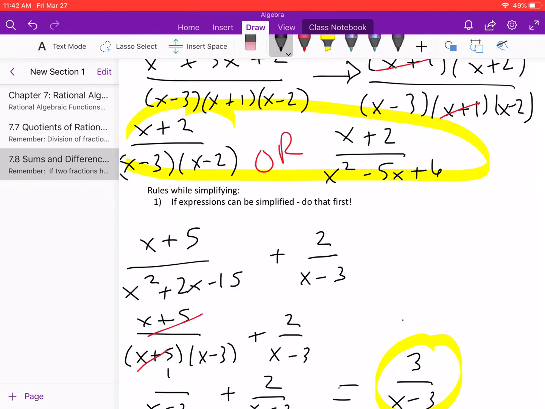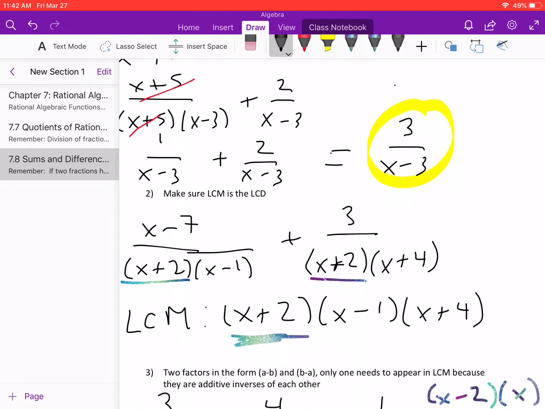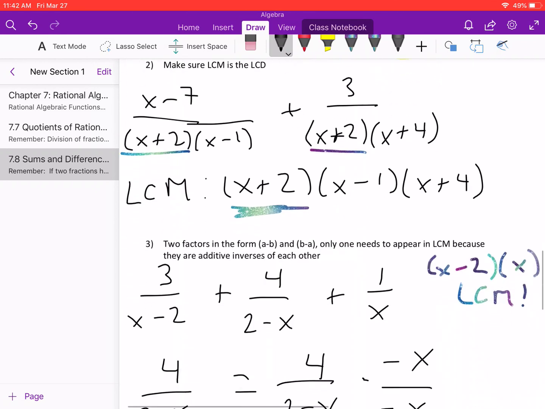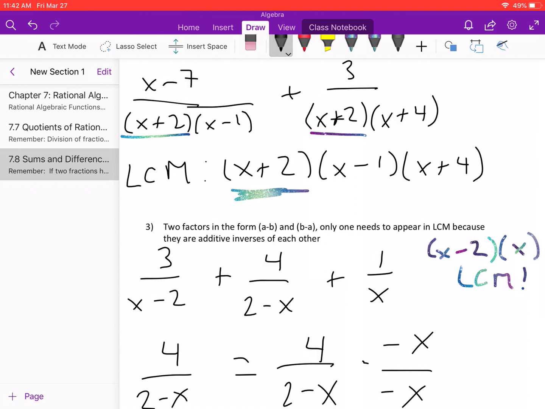So, our rules, one more time. If expressions can be simplified, always do that first. Make sure your least common multiple is the least common denominator. And if you have 2 factors in the form of a minus b and b minus a, only one needs to appear in the least common multiple because they are additive inverses of each other.